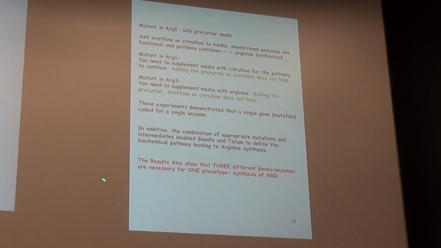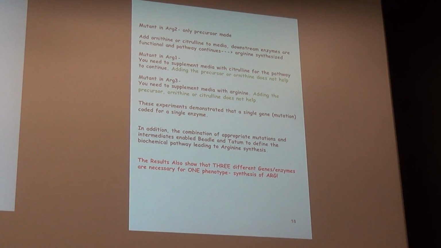So, what this result also shows you is that there were 3 different genes that had the same phenotype. If you look at the phenotype as synthesis of arginine, if you focus entirely on the production of arginine, all 3 mutants, arginine 1, arginine 2, arginine 3, were unable to make arginine. So 3 different mutants in 3 different genes had the exact same phenotype. And that's important to keep in mind.